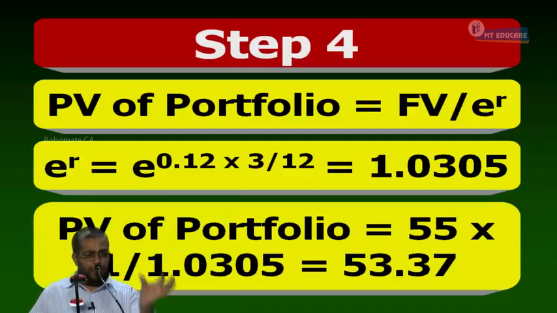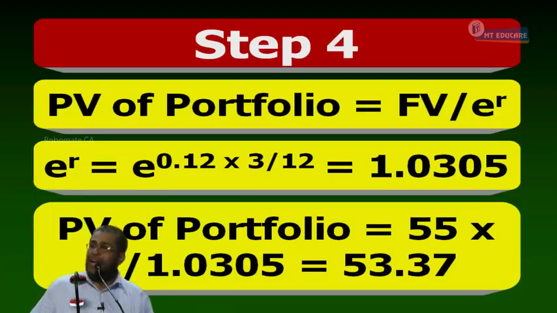So the value of the portfolio today is what? 53.37. It has 2 items. It has a shareholding, and also call writing. From this 53.37, if I knock off the value of the share, what is the balance here? Value of the call. That should be the premium. Right or not?